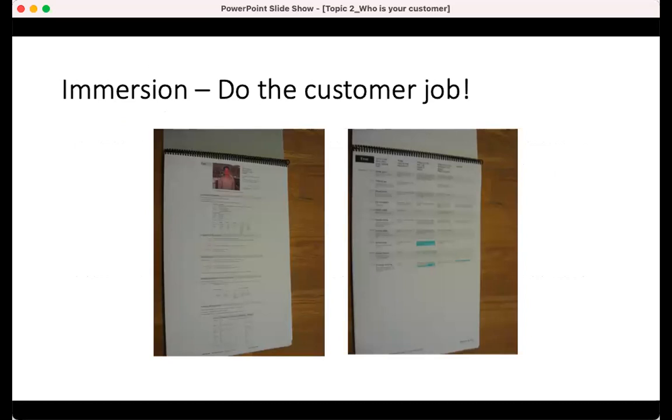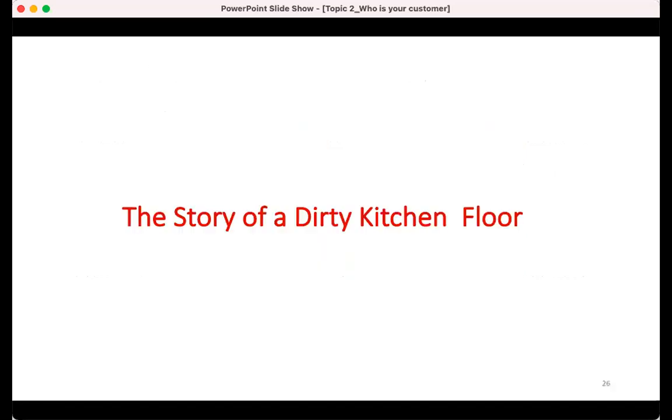Immersion, do the customer job. You can really perform the customer job. And one of the examples that I want to tell you in the next 10 minutes is the story of the dirty kitchen floor, right? You know that after dinner, or after cooking, or after preparing a meal, usually the kitchen floor is kind of oily, isn't it? There is a lot of dirt, maybe a lot of oil.